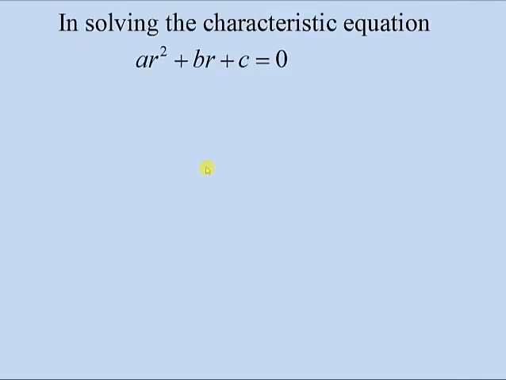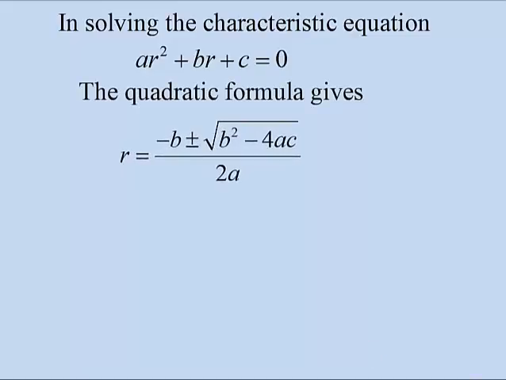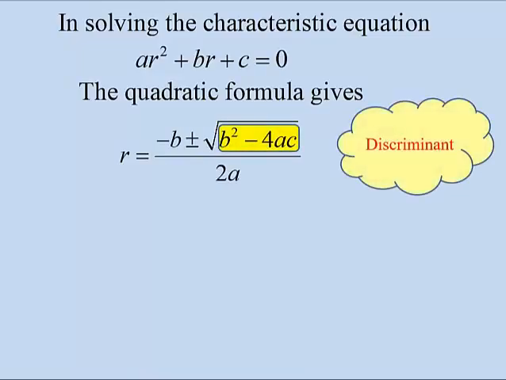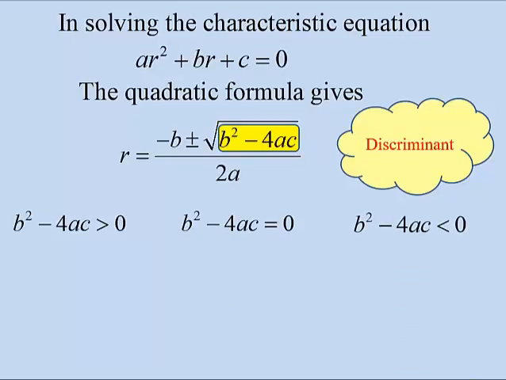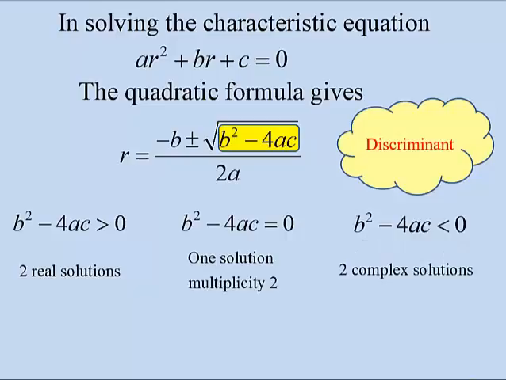Now let's see what happens when we solve the characteristic equation using the quadratic formula. Remember, in solving the quadratic formula, the thing under the square root, the discriminant, tells us the nature of the solutions. There's three situations that can arise. Either the discriminant is positive, 0, or negative. Now, if the discriminant is positive, we've got two real solutions. If the discriminant is 0, we've got one solution, but it occurs twice. And then we got two complex solutions if the discriminant is negative.